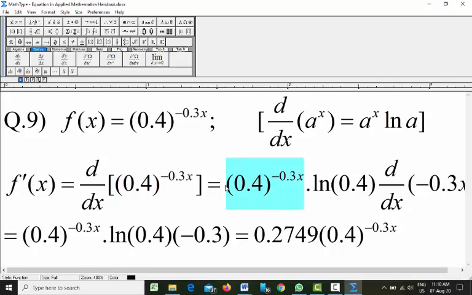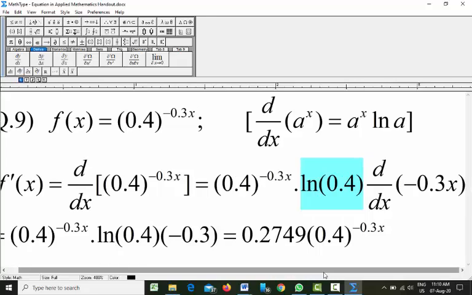And then we will have what? We will have ln of that number. We will take ln of that number. As I said, if you have a number over a power and you do differentiation, you will get exactly that one back.